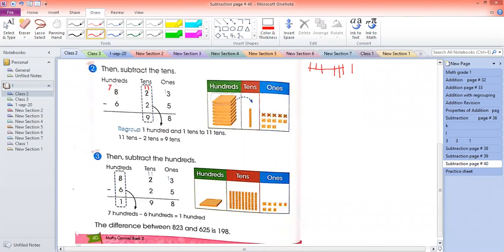Then the third one is you have to subtract the hundreds. So remember, it is not 8 now, it is 7 now, because 100 you have already regrouped. So 6 out of 7, when you minus 6 from 7, you get 1 hundred. This is the answer.